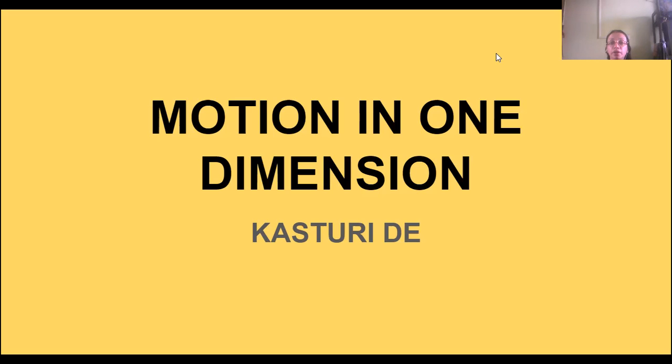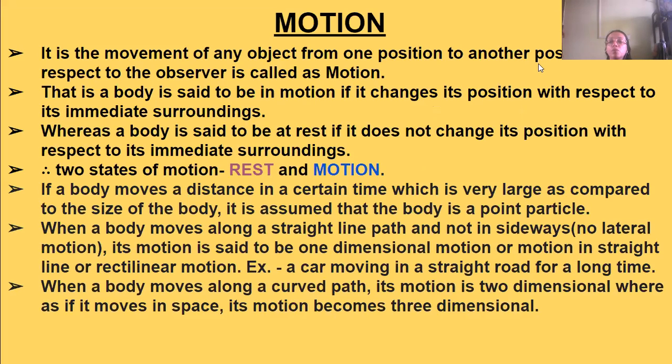So let's start with the discussion. First, the chapter is motion in one dimension. We will go to what is motion. Motion is the movement of any object, whether it is a living object or a non-living object, but it changes its position from one position to another with respect to the observer. That is known as motion.